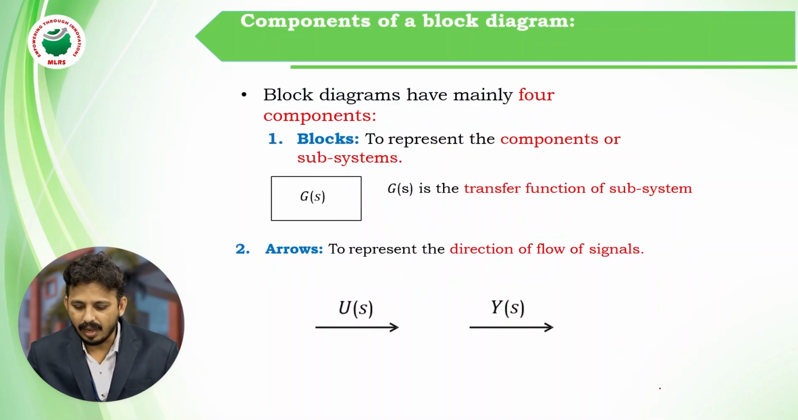So a block diagram has mainly 4 components. First one is blocks, to represent the components or a subsystem, that is G of S is one block. The next one is arrows, to represent the direction of the signal flow. The flow of a signal can be represented by an arrow mark.